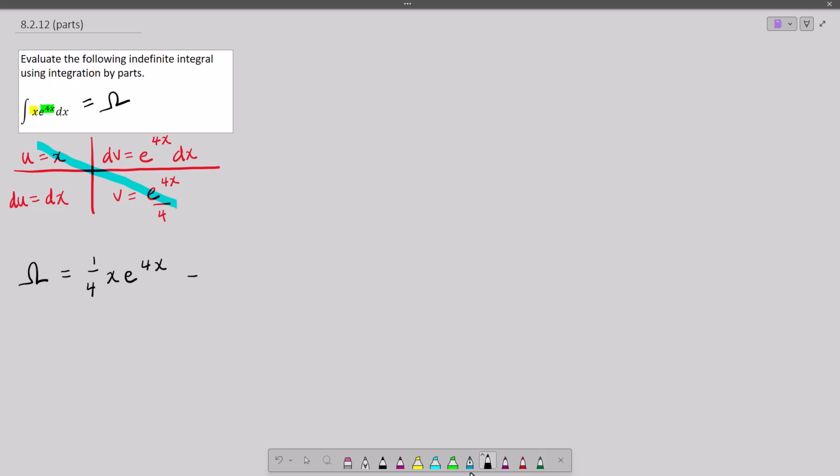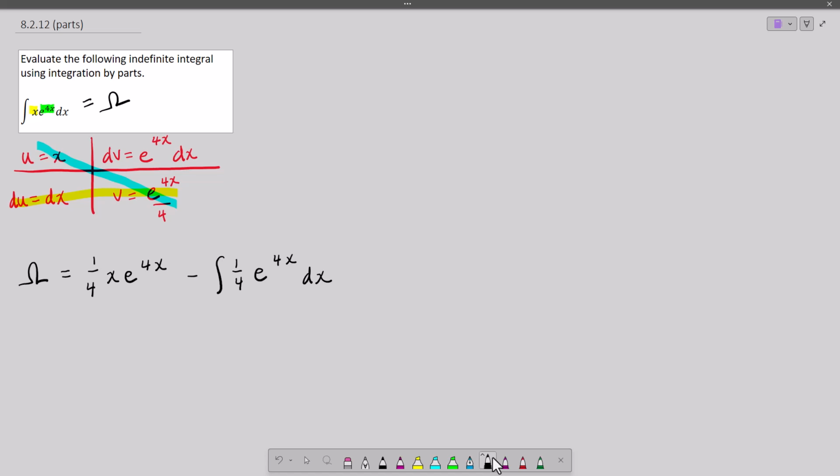minus the integral of v du, the voodoo part. So uv minus integral of v du. And that's the bottom row. And what I want you to notice is that this integral here is easier than the original. So that's what tells us that we're on the right track, that we've chosen the correct u.